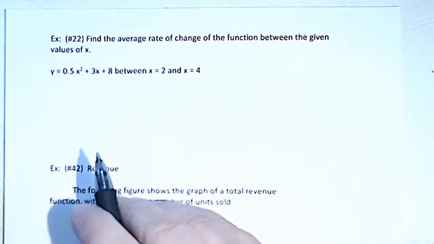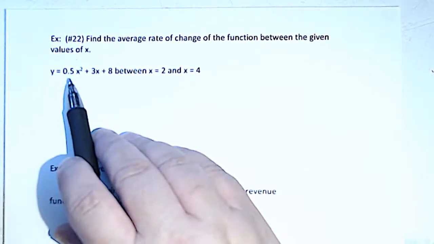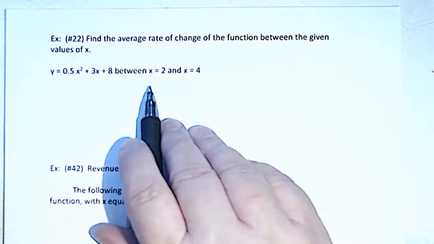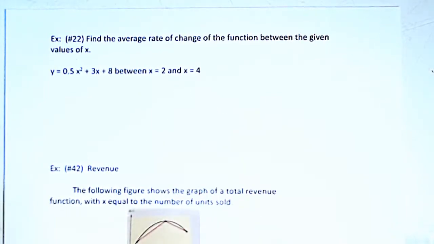So this is a parabola. We can tell it's a parabola that opens upward. And so we could graph it and take a look at what's happening. But basically, what we want to do here is take a look to see, between x equals 2 and x equals 4, what is happening with the polynomial itself. How is y changing? So the actual way you do this is pretty straightforward.